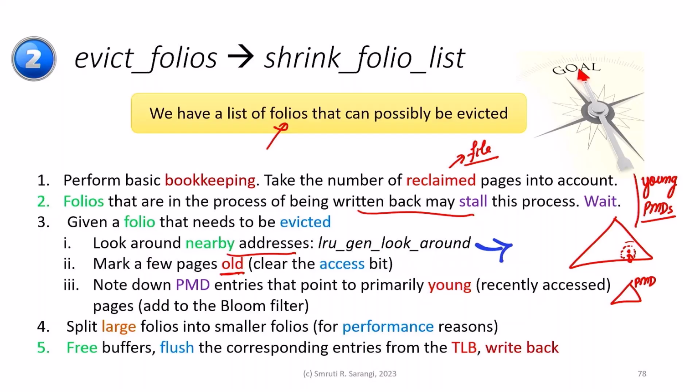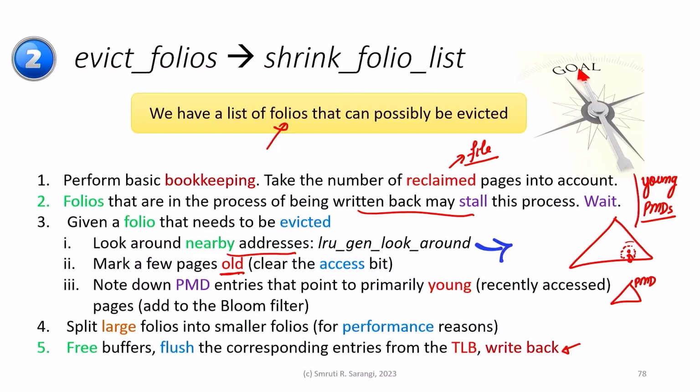You are poking around in the same virtual neighborhood. So what you are seeing is that maintenance and updating is primarily finding out if there are accessed pages. Accessed is always converted to unaccessed and the generation is incremented. That is all that you do. And then for the PMD level, you enter primarily young PMDs into a Bloom filter. That is what you do. At this point, large folios can also be broken down into smaller folios if there is a need. And then step 5 is the final write back function.